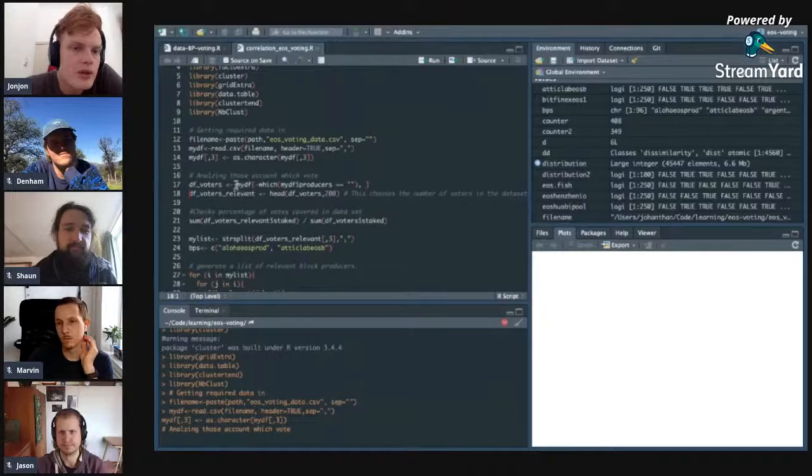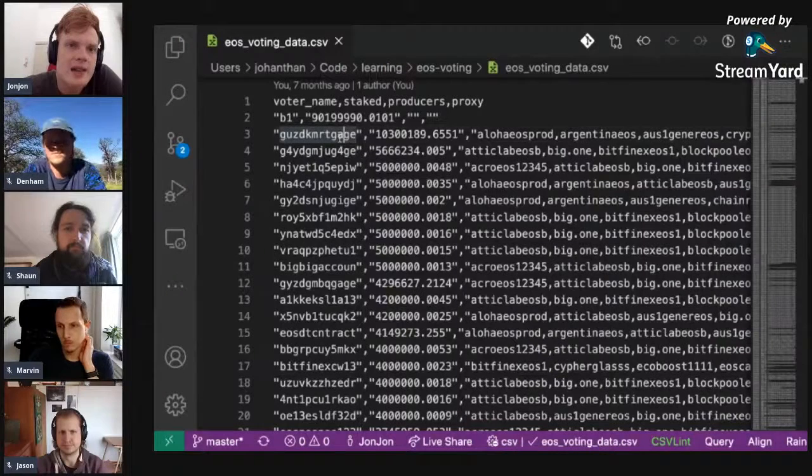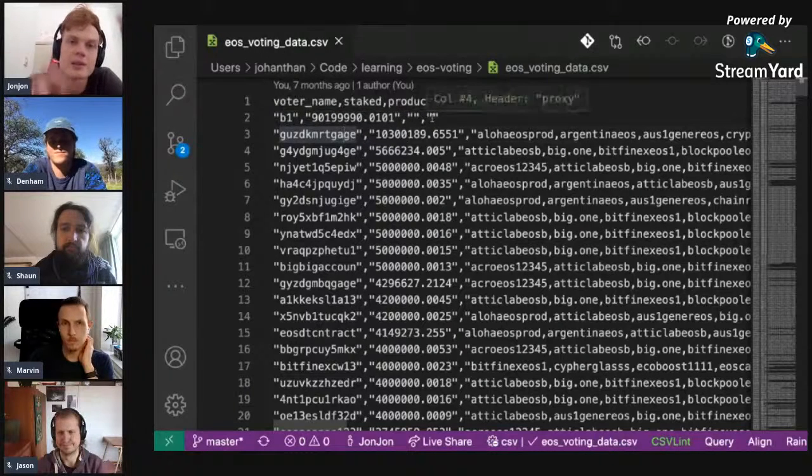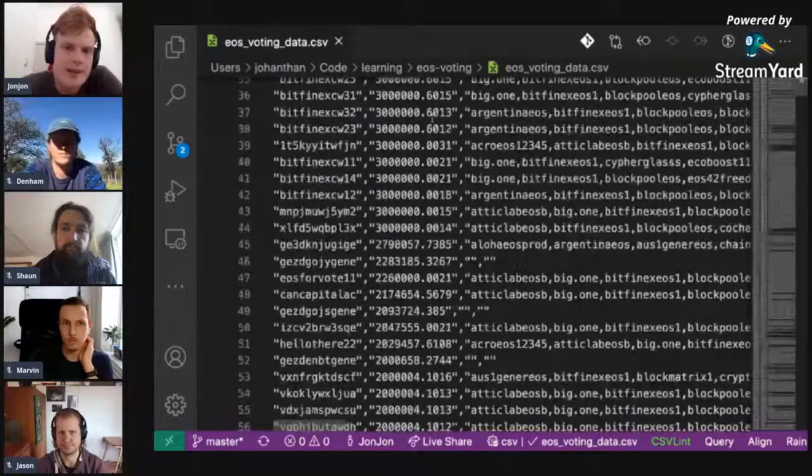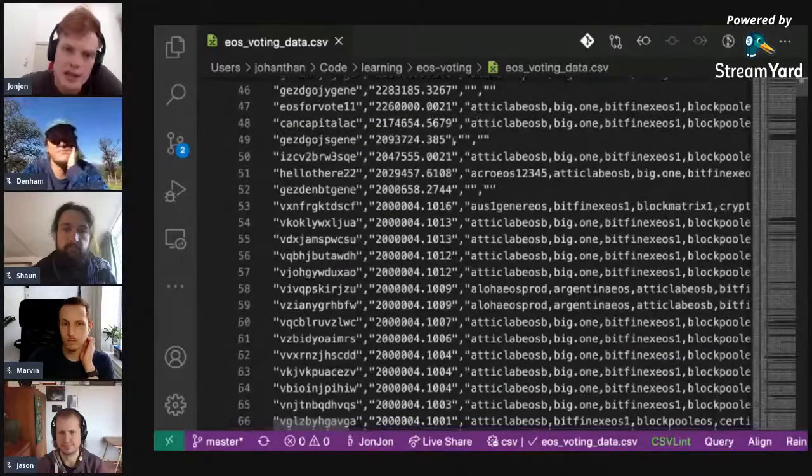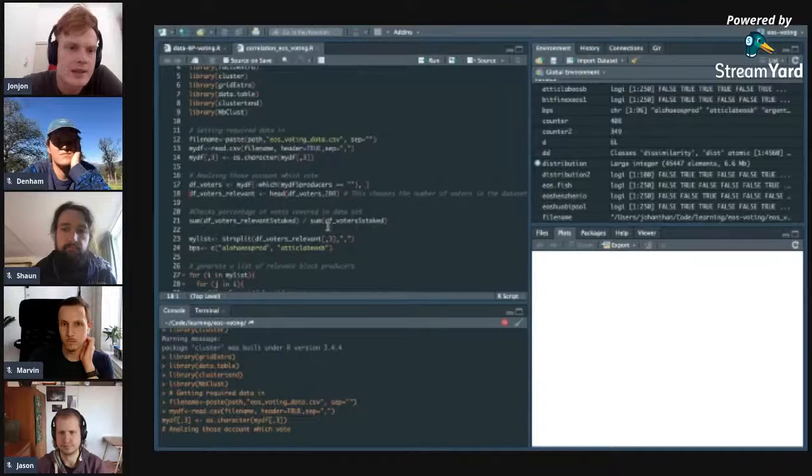So basically, some of the first things I'm doing is just data cleaning. I don't want to analyze accounts that haven't voted. For example, block one, this is the actual people who created EOS, they're not voting because that would be unfair. So I'm basically eliminating all of those entries and stuff like that.